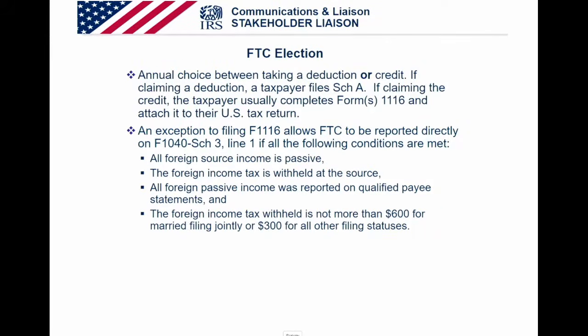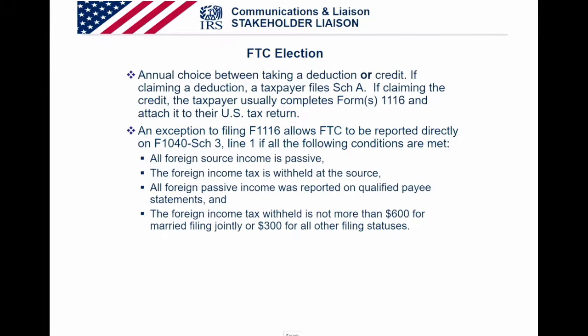Now I'm going to talk a little bit about the annual election for the FTC. Taxpayers can make an annual election to either claim the foreign tax credit, or the taxpayer can choose to deduct the foreign income taxes, but not both. Taxpayers may claim a credit in one year and a deduction in the following year, or vice versa. If a taxpayer chooses to deduct, they must do so on the Schedule A itemized deductions.